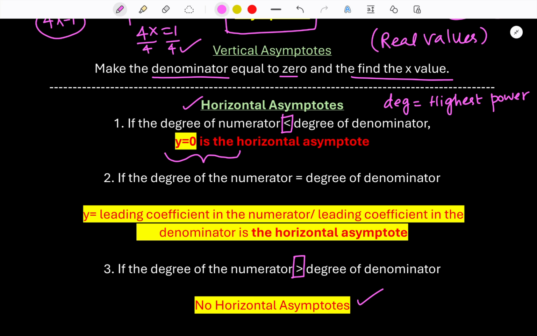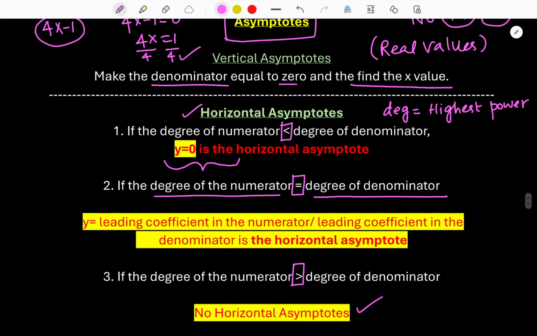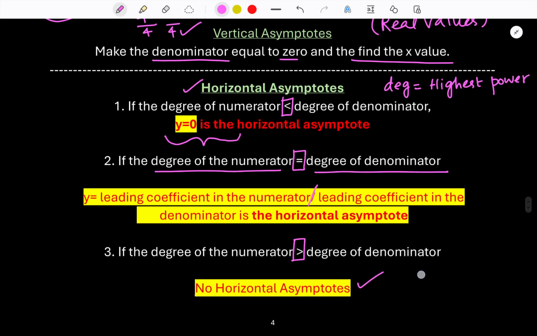If the numerator degree is equal to the denominator degree, then there is a rule. What is that? y is equal to the leading coefficient in the numerator divided by the leading coefficient in the denominator. What do you mean by leading coefficient? In Arabic, coefficient means mu'amil. That is the horizontal asymptote. While I am doing the problem, I will explain.